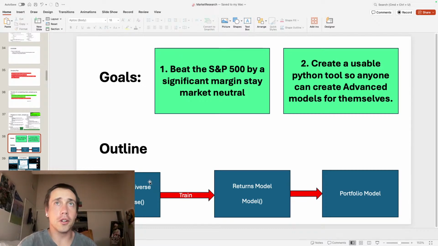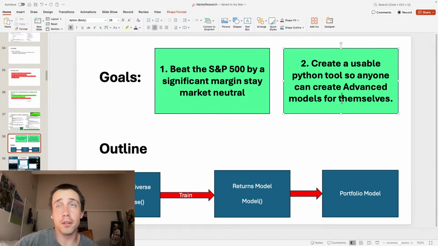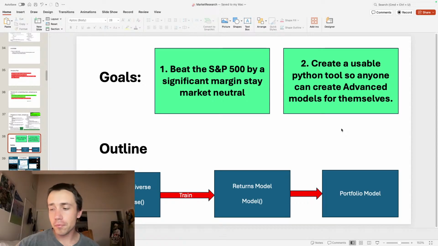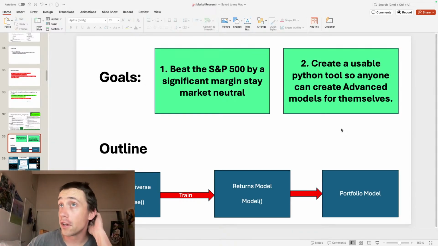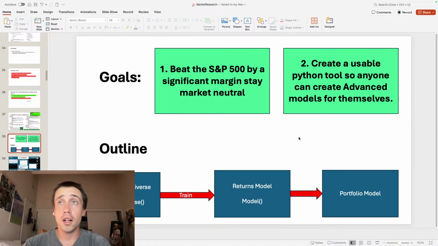I have a constraint on the second goal, which is that everything should be free. There are tools to do all sorts of things, but lots of times they're expensive. Lots of times you need a really good data source, and you're going to have to pay for that. I was lucky to find a good free data source.